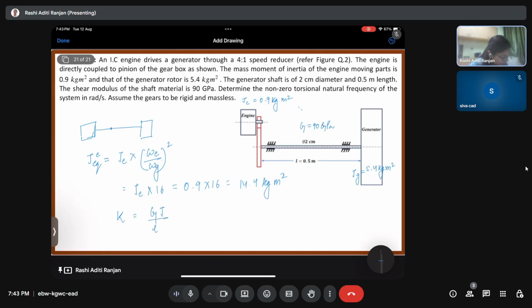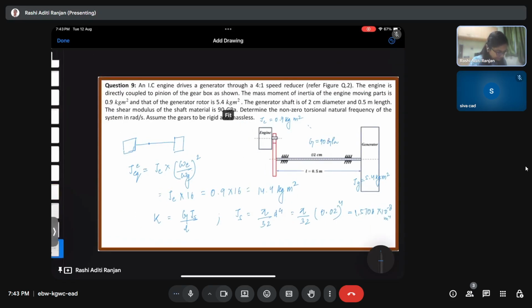GJ by L. Here this J is of the shaft. J is of the shaft. So Js is what? Pi by 32 d to the power 4. Pi by 32 times 0.02 to the power 4, and this will give us the value of 1.5708 times 10 to the power minus 8 meter to the power 4.